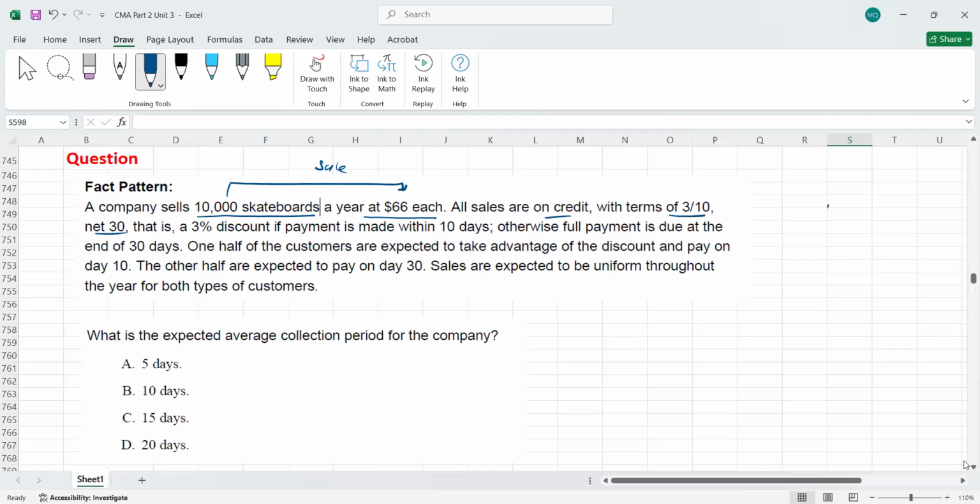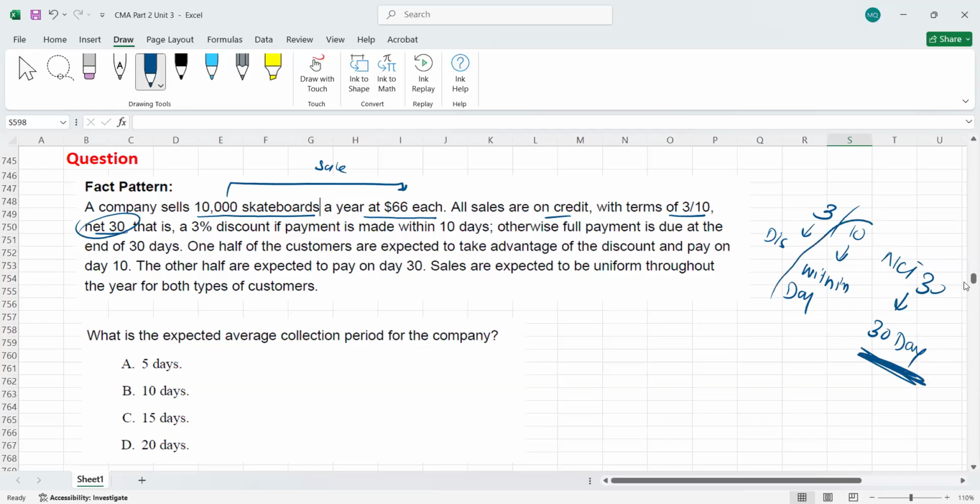Guys, these are credit terms. I have already explained in my previous lecture what 3/10 net 30 means. This is a 3% early settlement discount if you pay within 10 days, net 30, because net 30 means your normal credit period is 30 days. They're saying your normal credit period is 30 days, but if you make payment in 10 days, you will get a 3% early settlement discount, which is also called a cash discount.